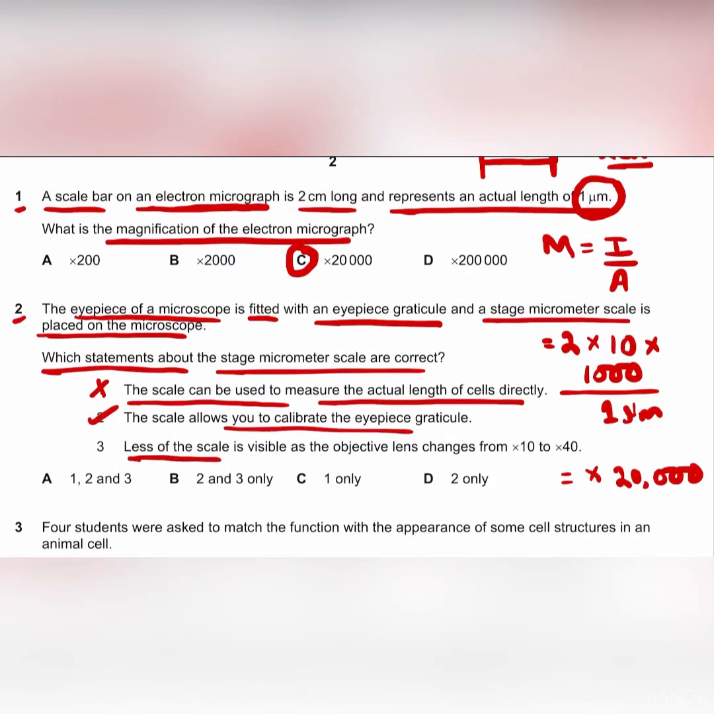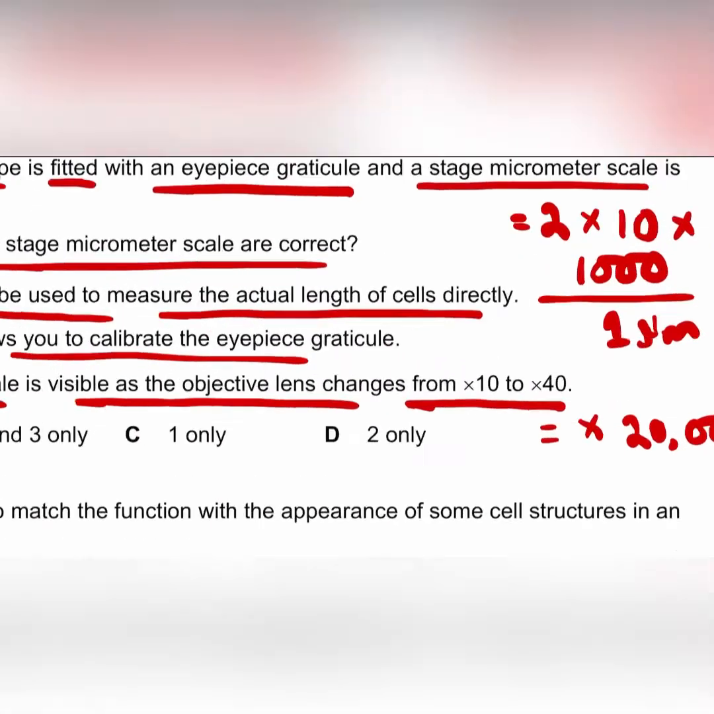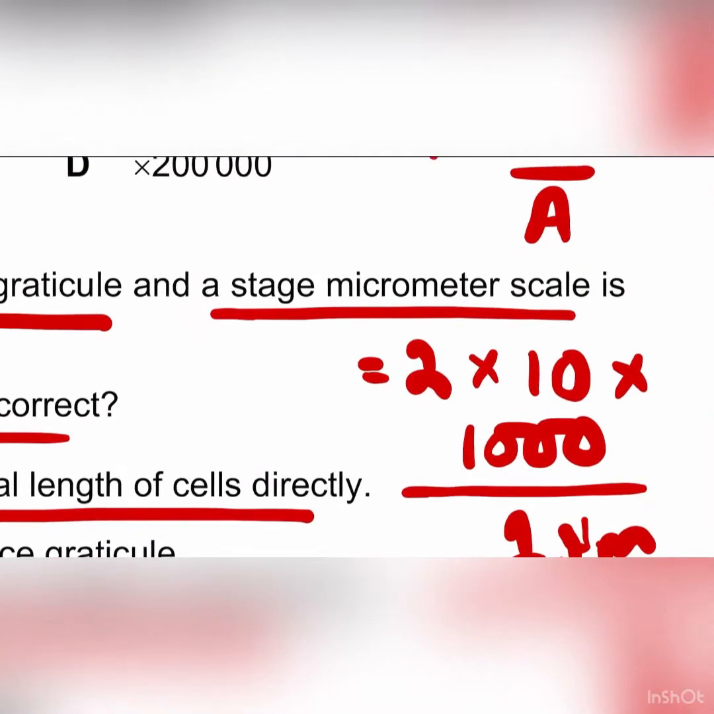Less of the scale is visible as the objective lens changes from into 10 to into 40. This is true. Obviously, when you change the objective lens of the light microscope from into 10 into 40, so magnification increases. And as you all know that the stage micrometer scale is on a slide that we place on the stage of the microscope. So when you magnify, the scale will also magnify, and less of the scale will be visible. So statement 3 is right. The answer is B, 2 and 3 only.